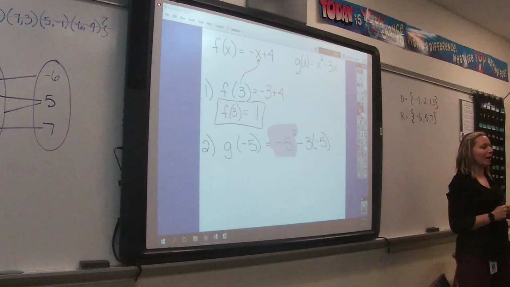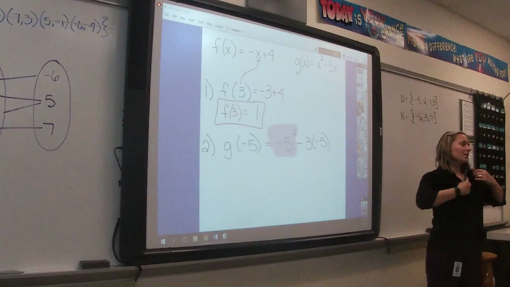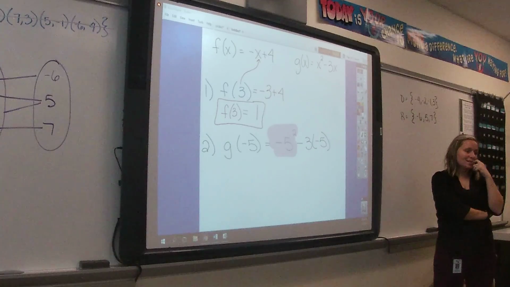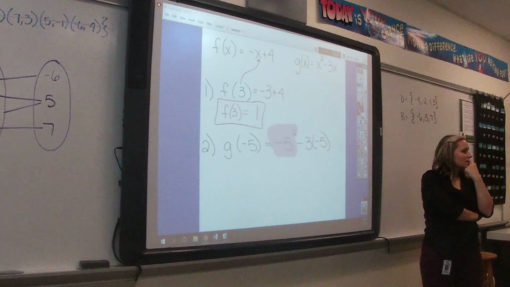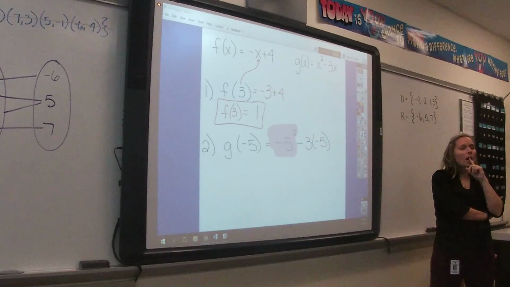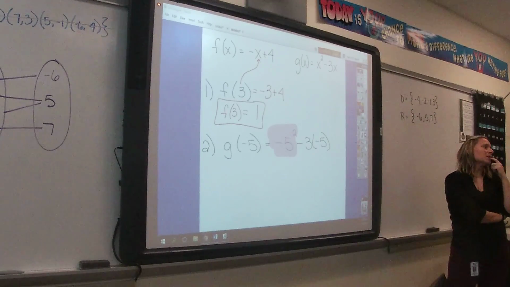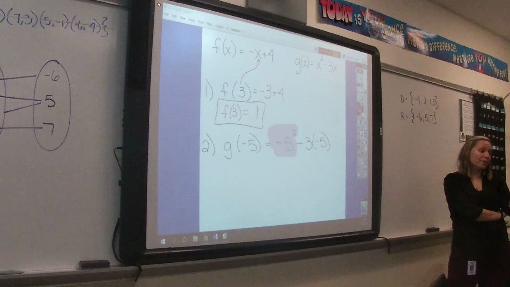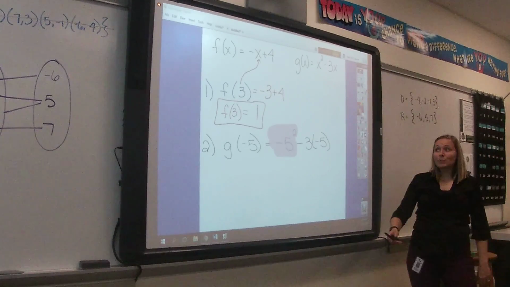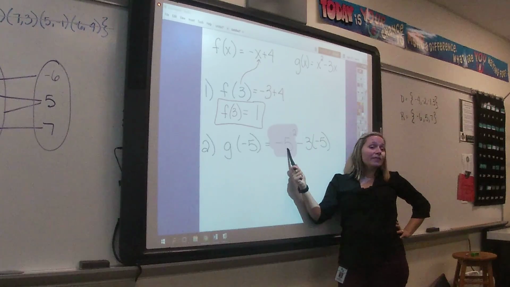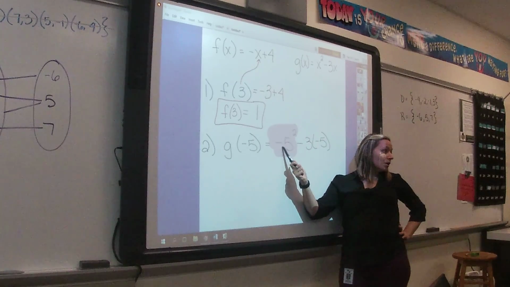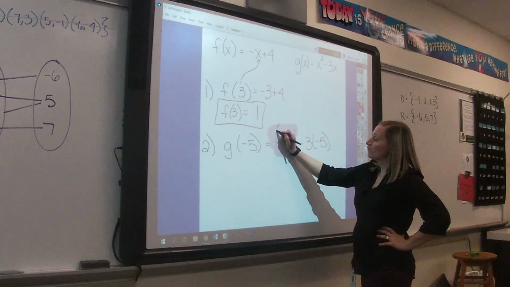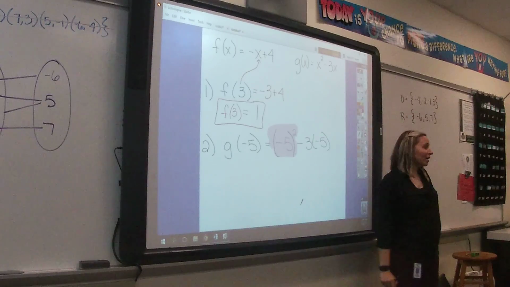We've talked about this, it's just been a while. Your calculator is correct, but it's the way that we format the question. Order of operations, what comes first? Parentheses, then exponents. So this says take 5 and square it and then make it negative. We don't want that. We want to square negative 5.